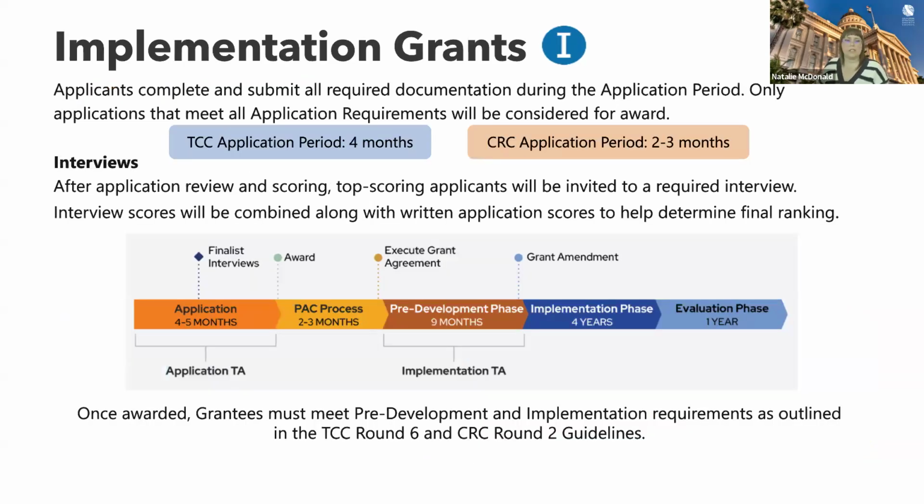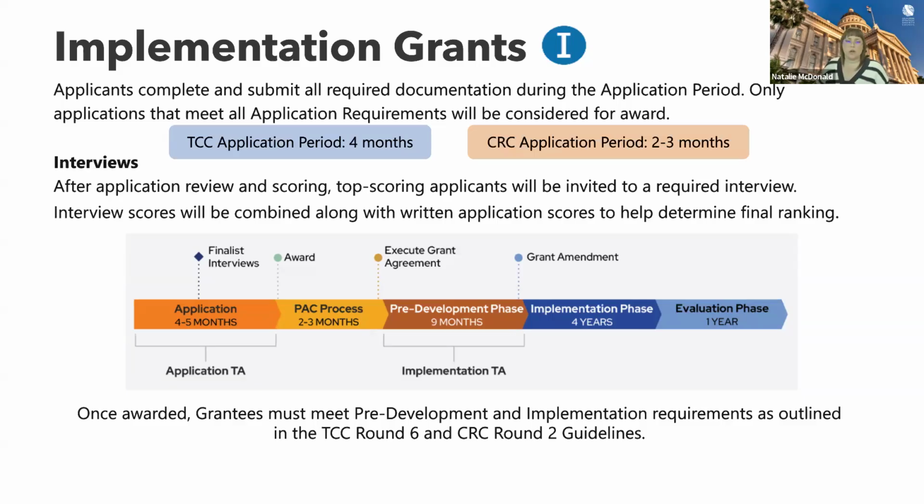For TCC Round 6 and CRC Round 2, implementation grants include a phased grant term. During the application period, applicants will complete and submit all required documentation. Only applications that meet all application requirements will be considered for award. The TCC application period is 4 months, and the CRC application period is 2 to 3 months.